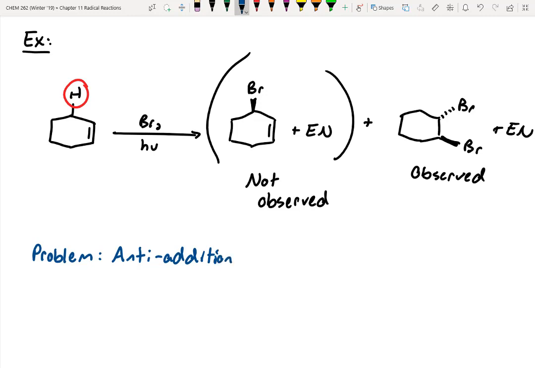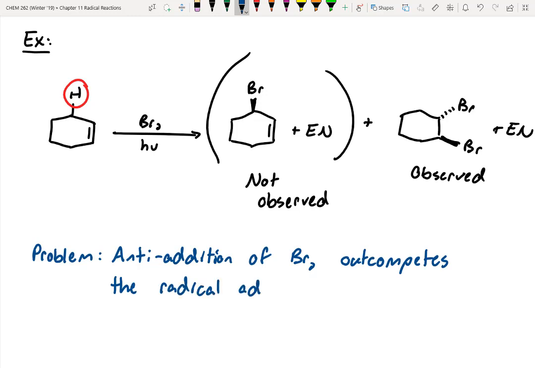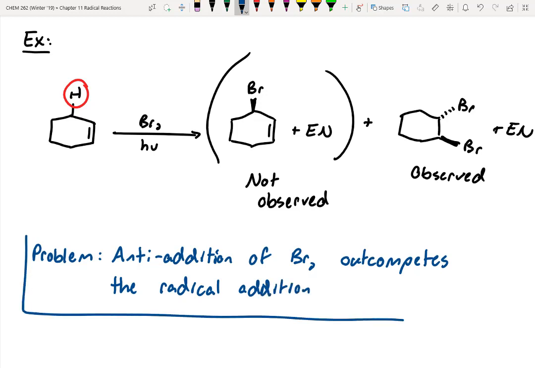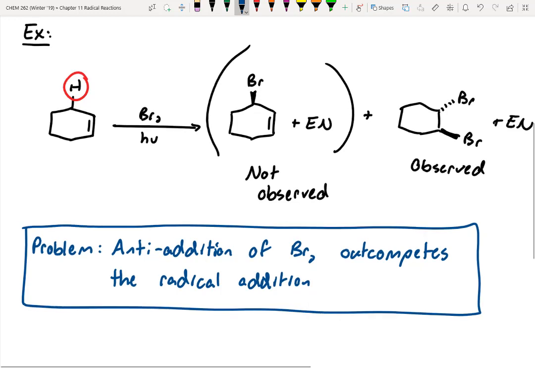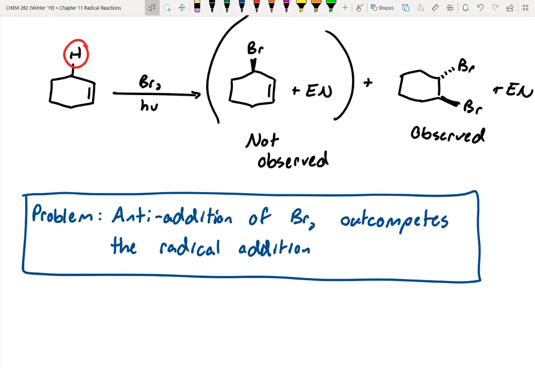So anti-addition of Br2 outcompetes the radical addition. So this was a problem that chemists tried to solve. They were trying to figure out a way of creating bromine radicals without having elemental bromine around. So how can we create a bromine with a single electron without having elemental bromine?